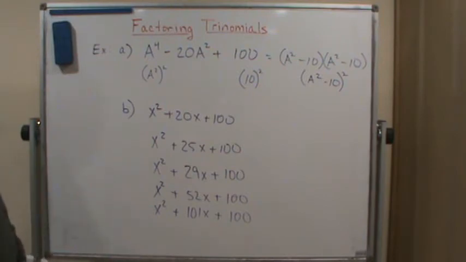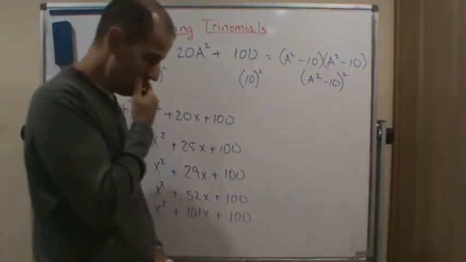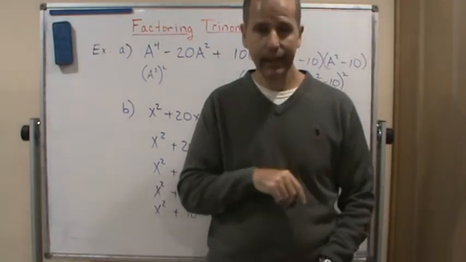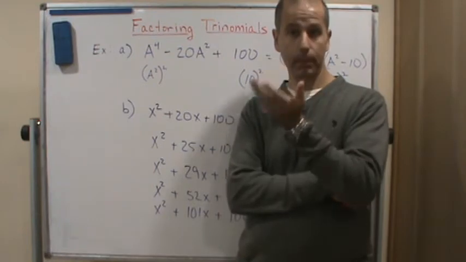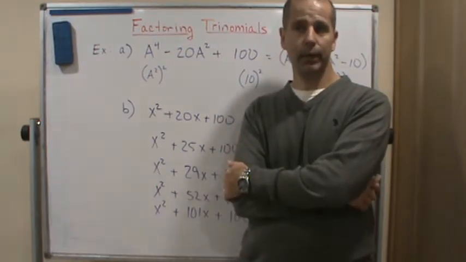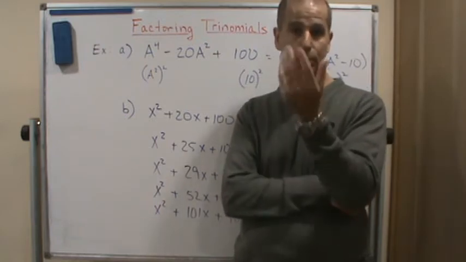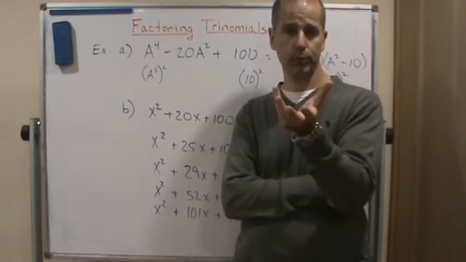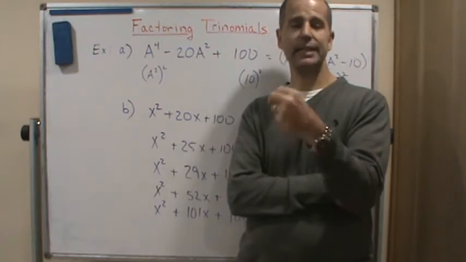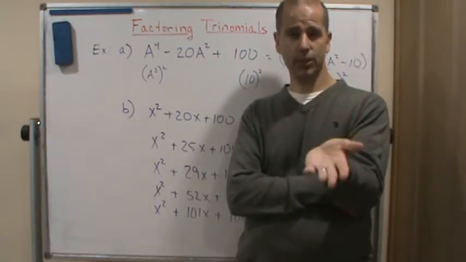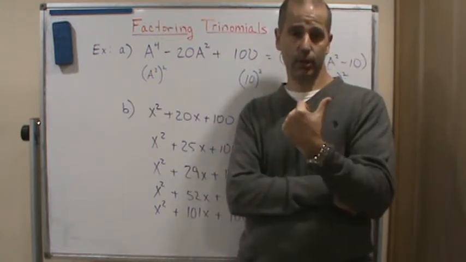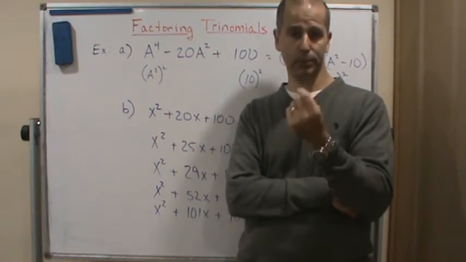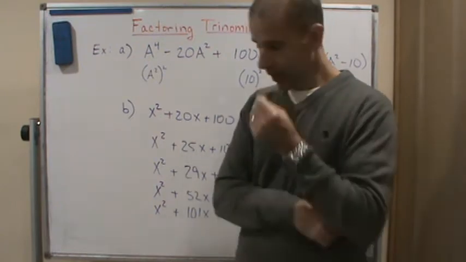So now, you got to be careful because it is necessary that the first and third term be complete squares. But it's not sufficient for it to be a perfect square trinomial. So it's necessary, but it's not sufficient. Meaning, just because the first term and the last term are perfect squares does not mean it's going to be a perfect square trinomial. Okay, so let's do this example here.